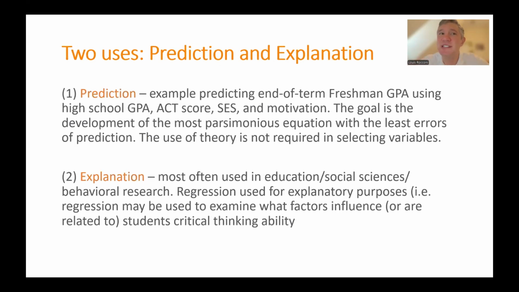There's really two main uses of regression analysis. One is for prediction purposes, and one is for explanation. So, say we want to try to predict end of course GPA, we might use things like high school GPA, SAT scores, motivation. The goal in using regression for prediction purposes is to find the most parsimonious equation with the fewest errors, just to make the best prediction model.